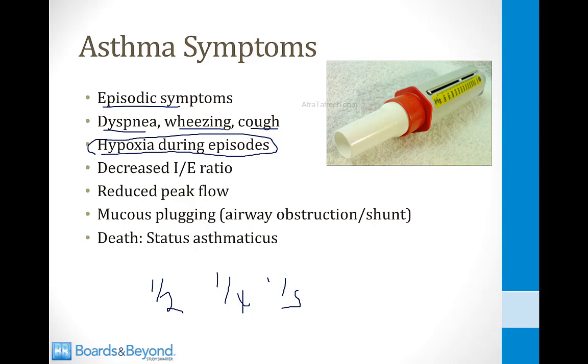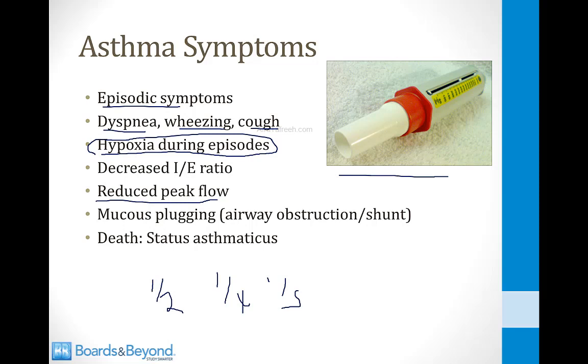Another finding in asthma patients is a reduced peak flow. So this is a peak flow meter right here. It's a very simple device to use. A patient just blows in it and it measures the highest velocity of airflow that they can create. And the peak flow will obviously fall in asthma because there is an obstruction.